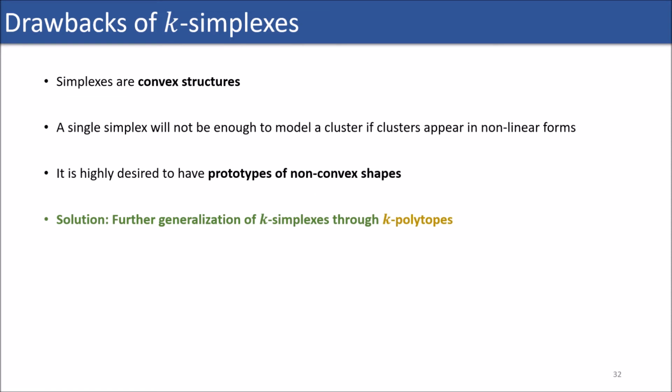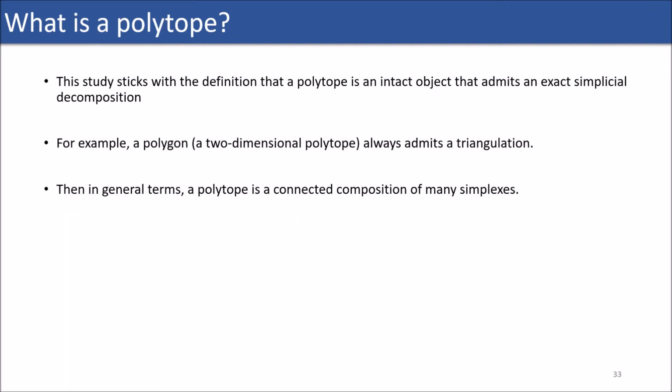Moreover, simplexes are convex structures. It is highly desired to have prototypes of non-convex shapes. Therefore, further generalization of K-simplexes is needed and is attained by K-polytopes. This study sticks with the definition that a polytope is an intact object that admits an exact simplicial decomposition. For example, a polygon, a two-dimensional polytope, always admits a triangulation. Then in general terms, a polytope is a connected composition of many simplexes.